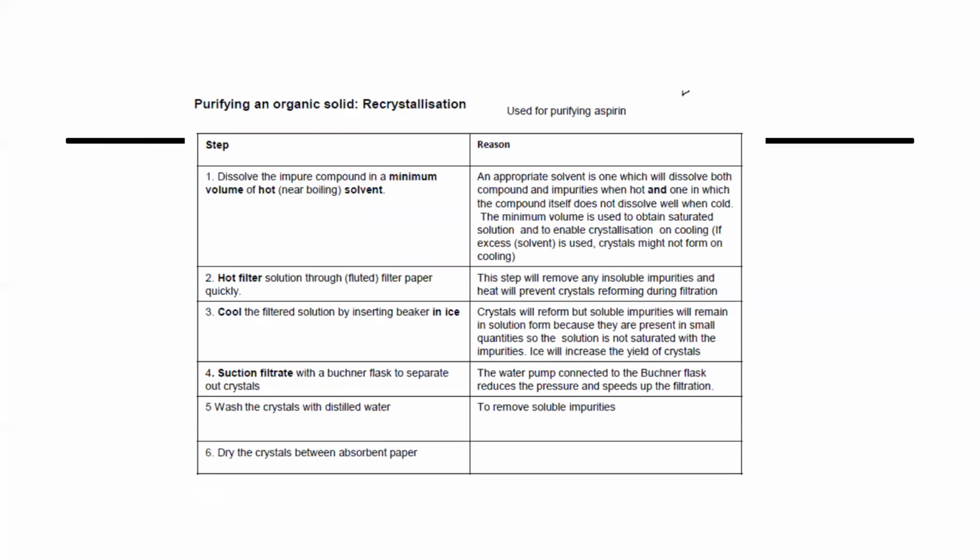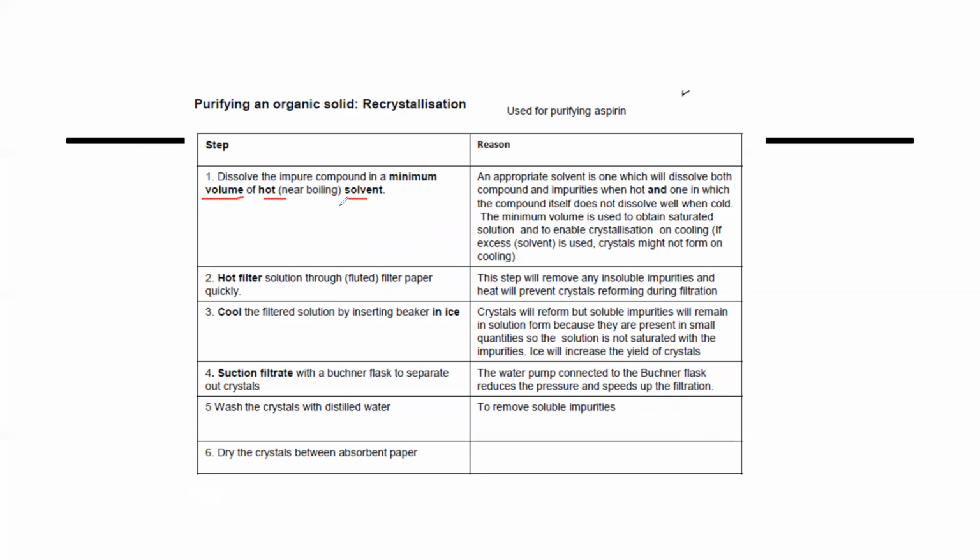Then for example, purifying an organic solid. If something is a solid, like for example 2,4-dinitrophenylhydrazine, which is used to identify whether a compound is an aldehyde or a ketone, it forms a derivative. So we use the technique of recrystallization to purify it. First we dissolve the impure organic solid in a minimum volume of hot solvent.